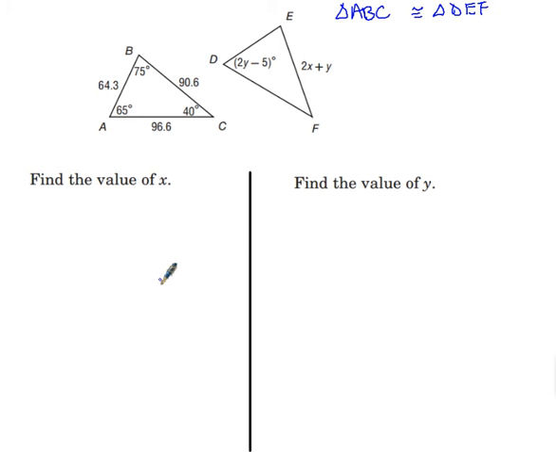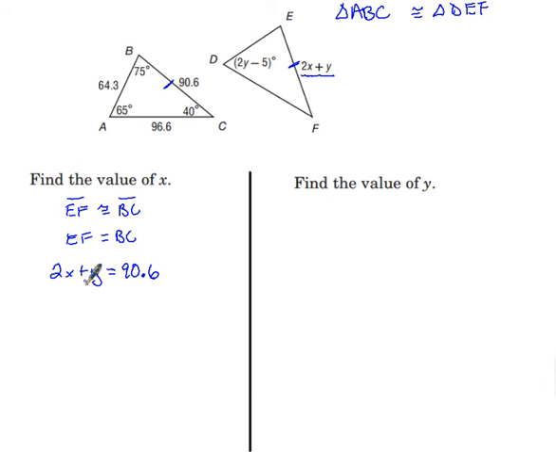So first they tell me to find the value of X. If I look up here, the statement that has X in it is this side. This is side EF. If you think about EF, it's the second letter and the third letter. It goes with BC. So I'm going to put down that EF is congruent to BC. Now keep in mind, if they're congruent, then they're also equal. So instead of EF, I'm going to plug in 2x plus y equals 90.6.